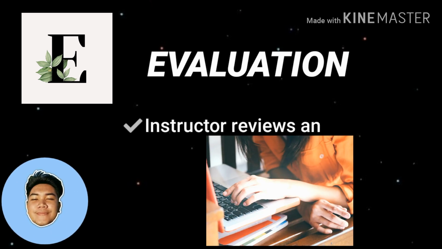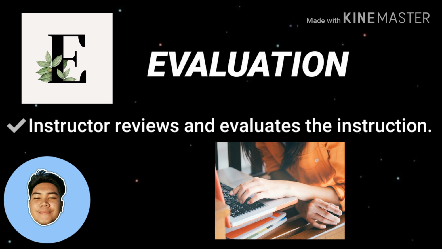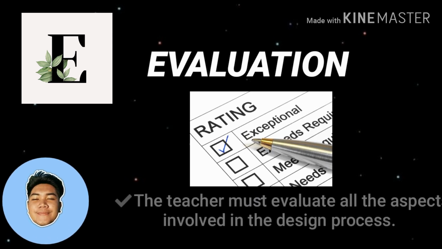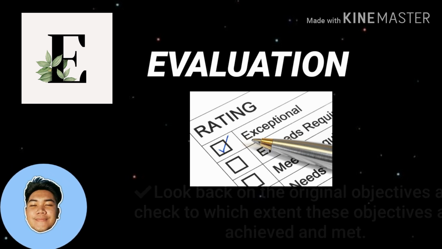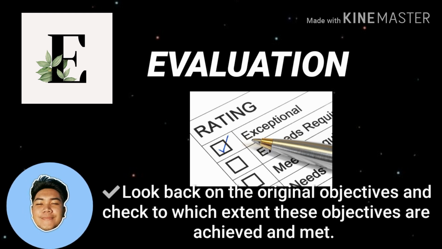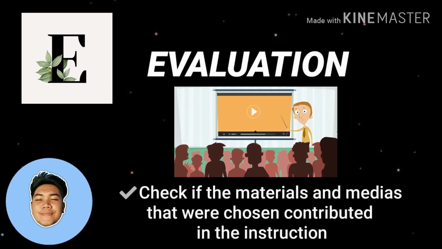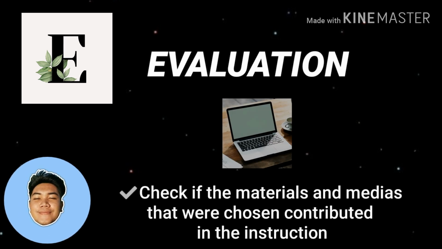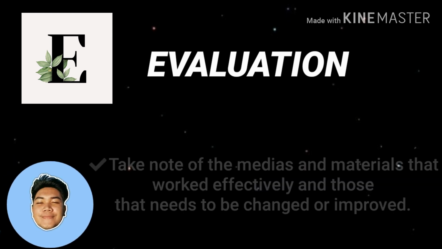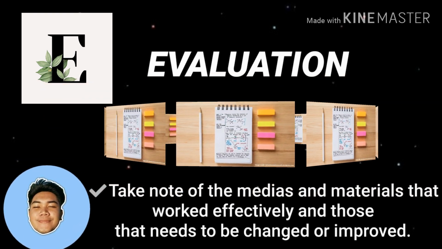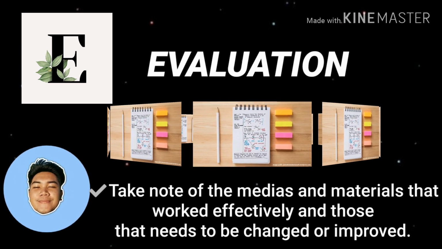This is where the instructor reviews and evaluates the instruction. When all the processes are completed, it is a must that the instructor evaluate all the aspects involved in the design process. The instructor should look back on the original objectives and check to which extent these objectives are achieved and met. The materials and media should also be evaluated, checking if they effectively aided and contributed to the instruction. It is important to take note of the media and materials that work effectively and those that need improvement or need to be changed.